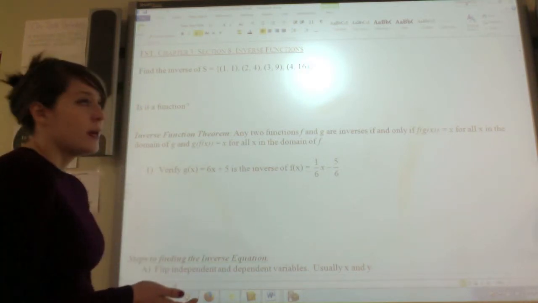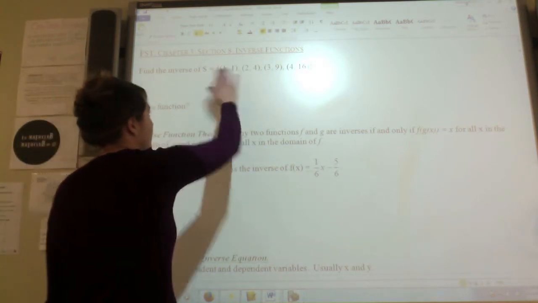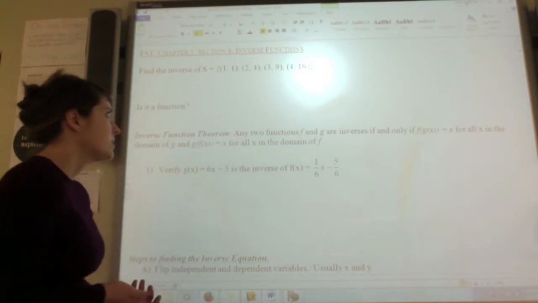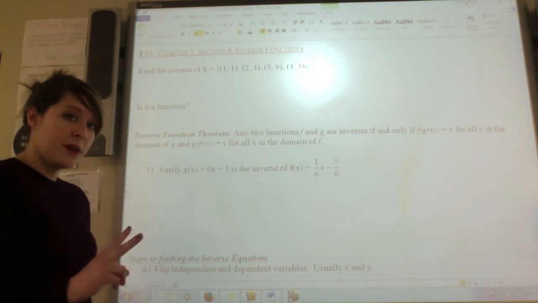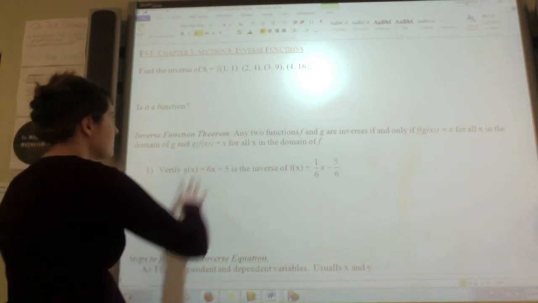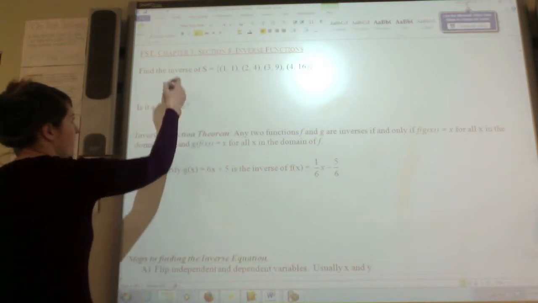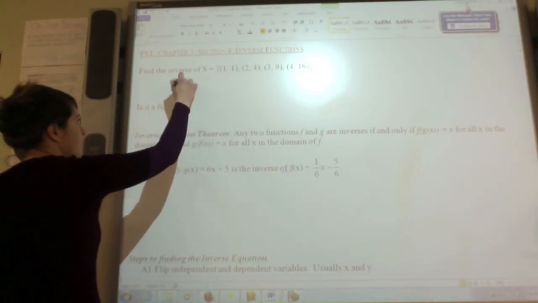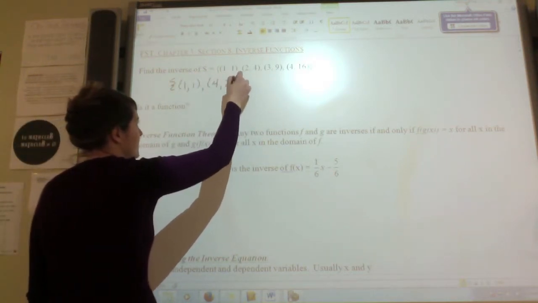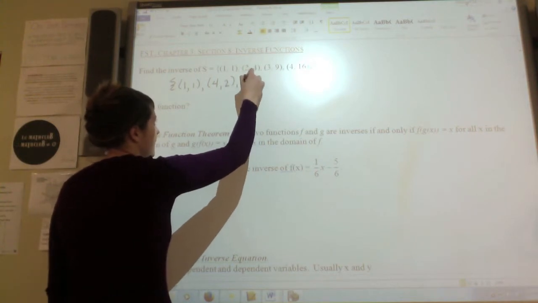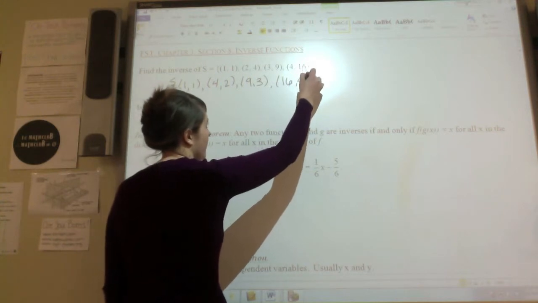So how does that relate to ordered pairs? Well, in an ordered pair, we have our x value and our y value. So essentially, to find an inverse of an ordered pair, all you do is you swap the x and y value. Okay? So if I want to find the inverse of this, I'm going to swap each of these x and y values, and that's going to give me (1, 1) for my first point, (4, 2) for my second point, (9, 3) for my third point, and (16, 4) for my fourth point.